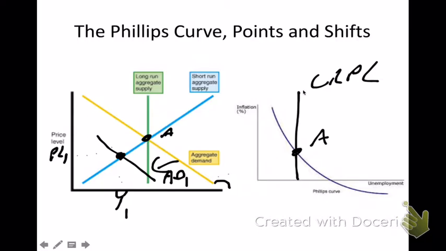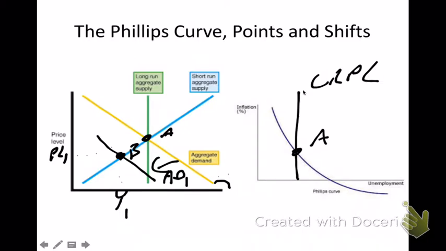Here's one thing to make sure you star in your notes. When AD moves, it's a movement along the short run Phillips curve. And I'm going to go ahead and repeat that. When AD moves, it's a movement along the short run Phillips curve. Okay, so that's going to be point B right there.